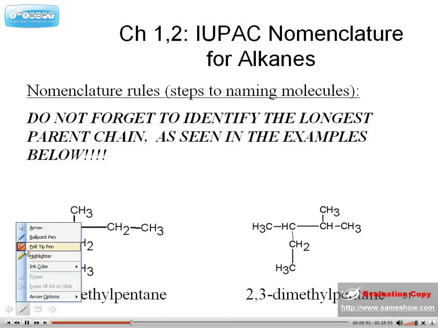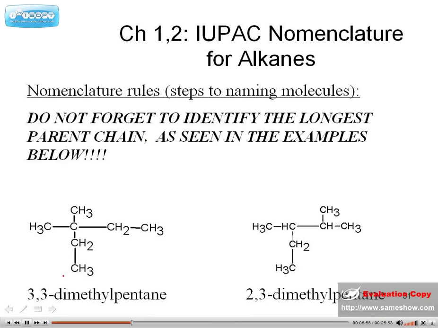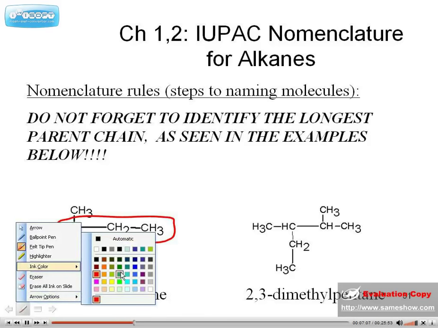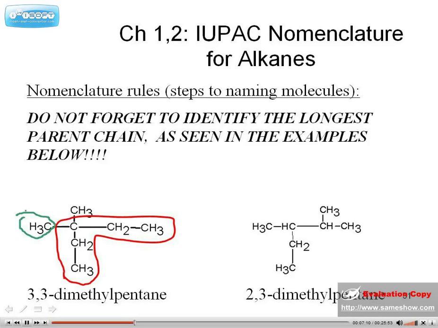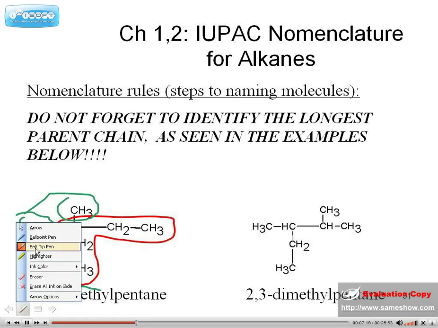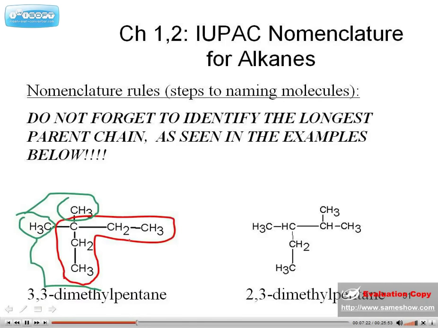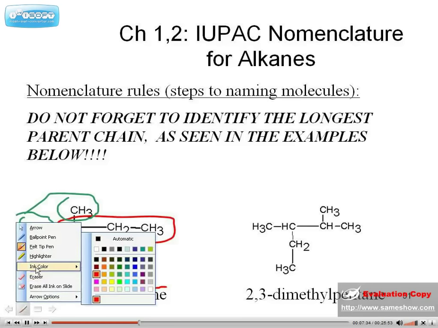Please be careful. You have to think two-dimensionally, figuring out what is the parent. Again, it's the longest chain, and it doesn't have to go left to right. It can go in all different directions. So in this case, I'm circling the parent. And to use my colors, I'll go ahead and circle the branches, and I'll use green this time. So in this case, the branches are 3,3-dimethyl, and then the parent is going to be butane. I'm sorry, the parent is going to be pentane. Have to be careful. So in this case, the parent is going to be pentane. So 3,3-dimethylpentane.